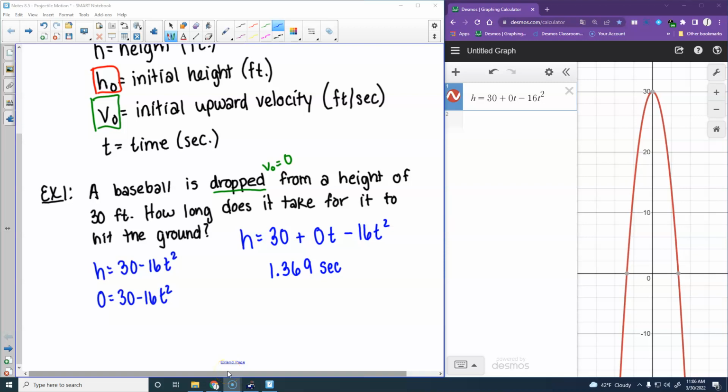Equation, we don't have to have a calculator, but we should know how to solve. All right, so if I'm going to solve that equation, Alyssa, what would I do to solve that equation? Perfect. I would subtract that 30. So I got negative 30 equals negative 16t squared. What would I do after that?